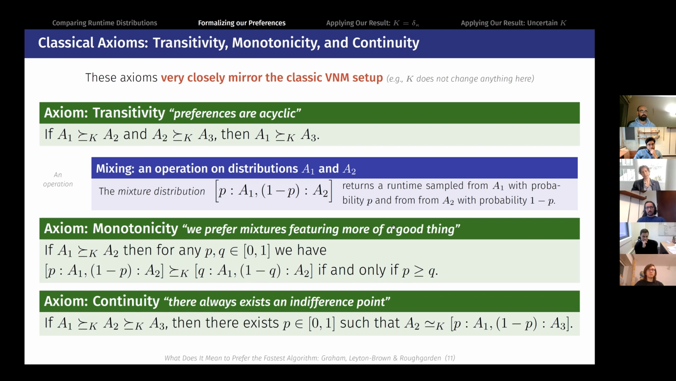And continuity says, I can always find some indifference point when I have a sequence of three preferences. So if I like A1 better than A2, better than A3, all weakly, then there exists some probability that I can use to create a mixture between A1 and A3, my two extremal algorithms, that will make me indifferent with the one in the middle. So if I have two things that in my preferences bracket, at least weakly, something in the middle, then I can make a mixture between the bad thing and the good thing that drives me to indifference with the thing in the middle.